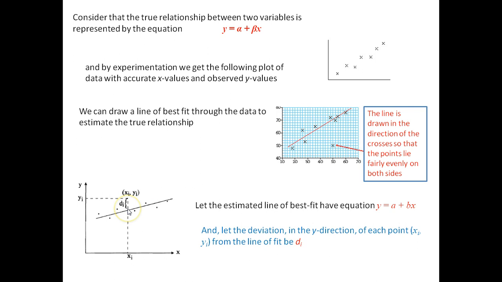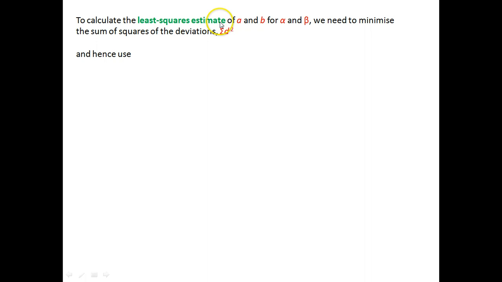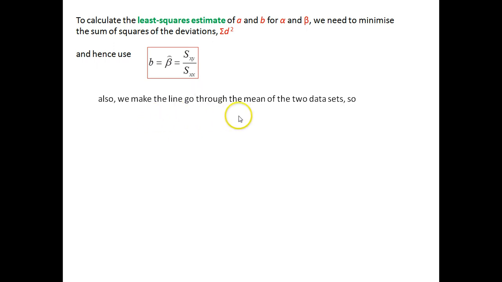has a deviation from this line of best fit of di for each point xi, yi. Then to make this a least squares estimate, what we do is minimize each d squared, so it doesn't matter which side of the line we are, and we add those and we need to minimize that. So we get our estimate for beta, b, as Sxy over Sxx. And we make the line go through the mean of the two data sets so that y bar would be a plus b x bar. Then our a is an estimate for alpha, so it would be y bar take away b x bar.